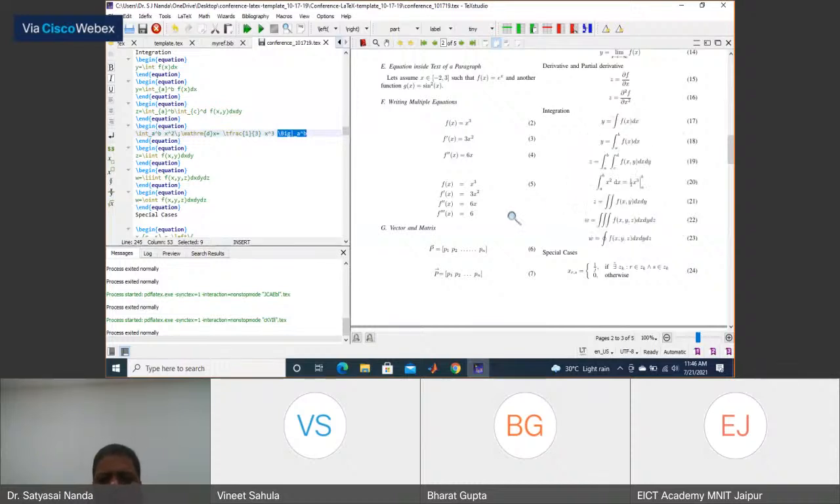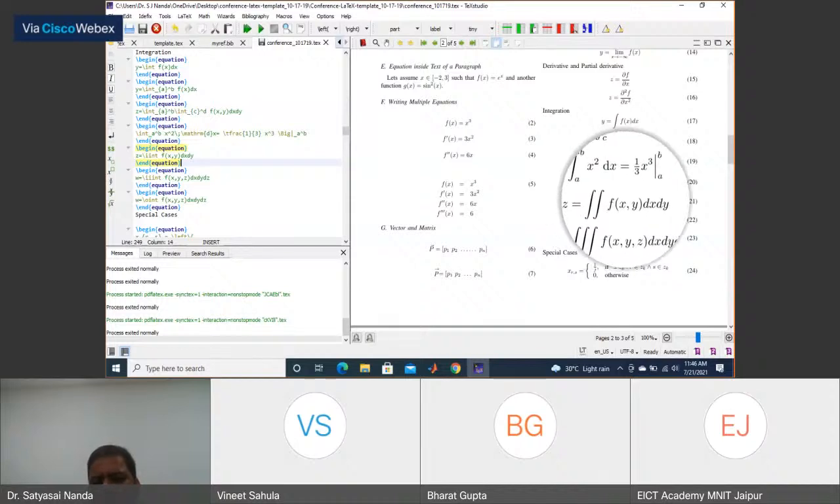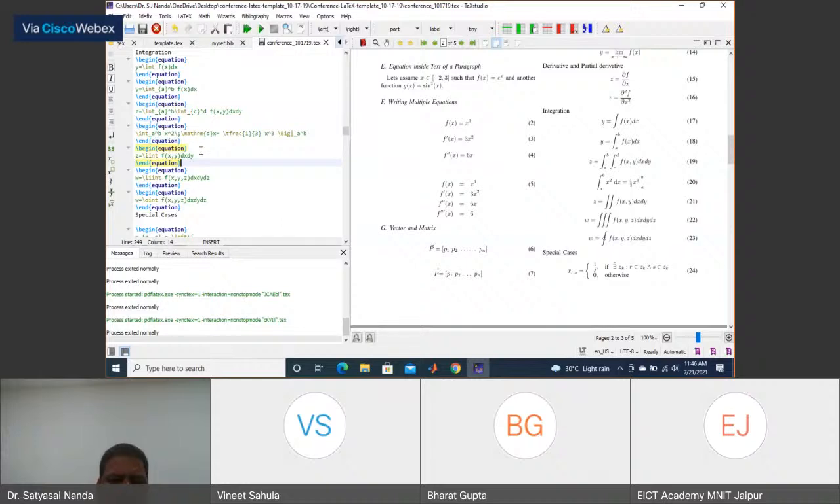Okay. So then using double integral, many times we use double integral and triple integral also. You can observe one example, z is equal to double integral f(x,y) dx dy. Over here, for one integration you will use \int. For double integration, \iint. So over here you observe for double integral I have used \iint. So that is for the double integral f(x,y) dx dy.